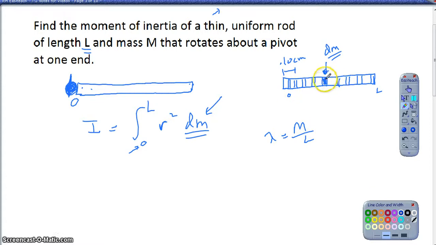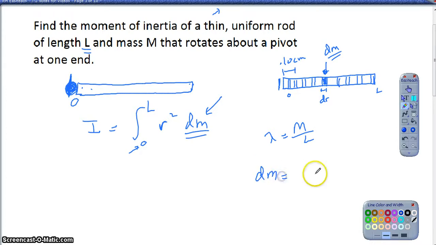So if I want to know how much mass is in that little strip, I need to take the linear density, my lambda here, and then multiply it by the width of the strip, which in this case would be dr, right? Because it's a change in my radius, it's a change in how far away from the pivot point I am. So that becomes the key.